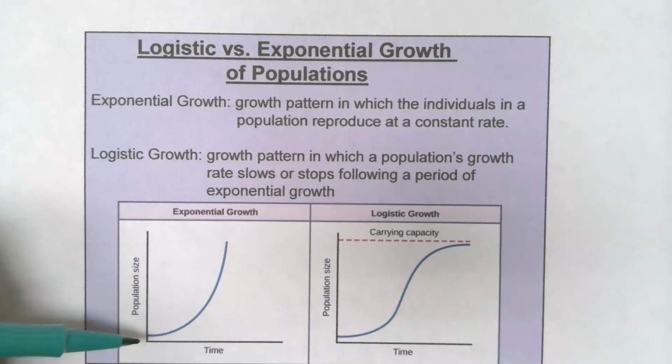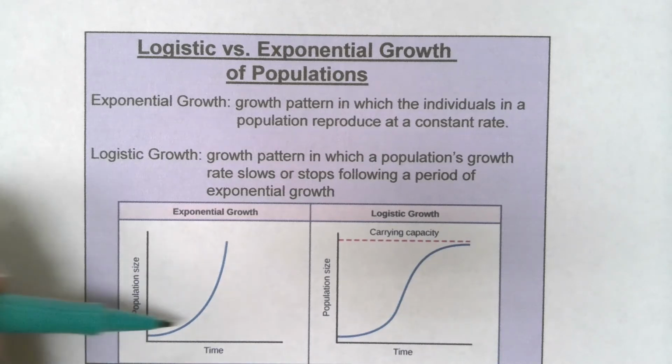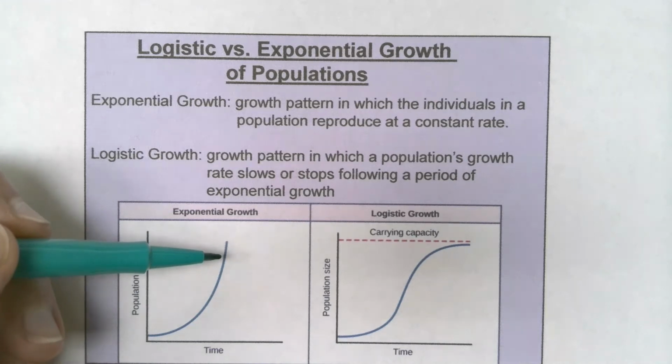Bacteria are a great group of organisms to talk about with this. If we start with a single bacterial cell, about 20 minutes later, we'll have 2 bacterial cells. About 20 minutes after that, we'll have 4. Then we'll have 8 20 minutes later. Another 20 minutes, 16, then 32, then 64, et cetera, as that population continues to grow.